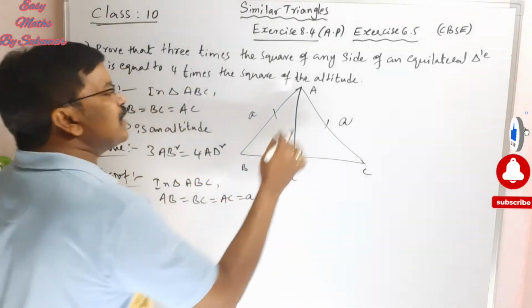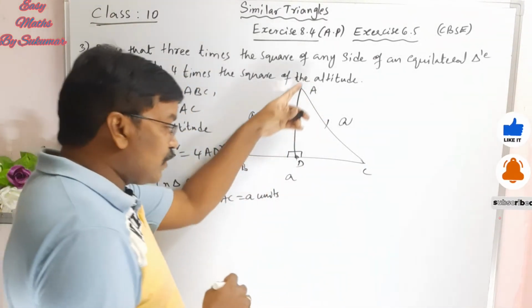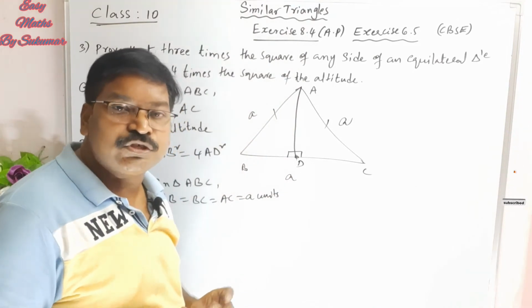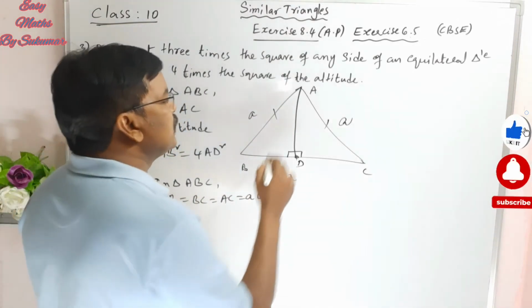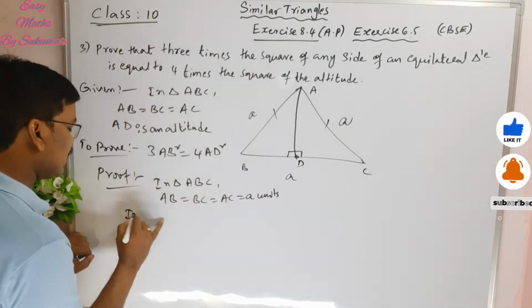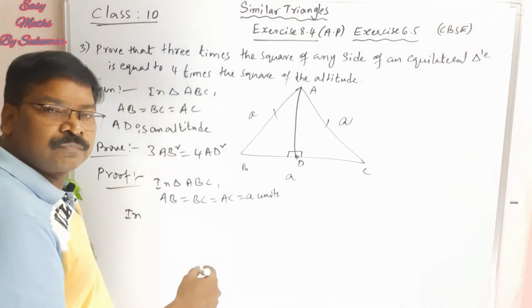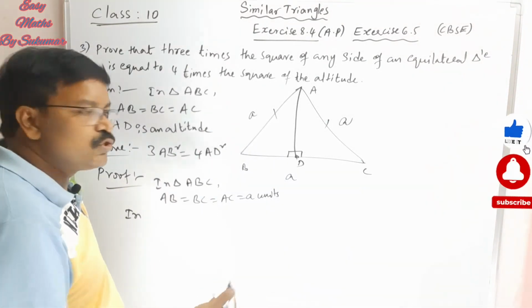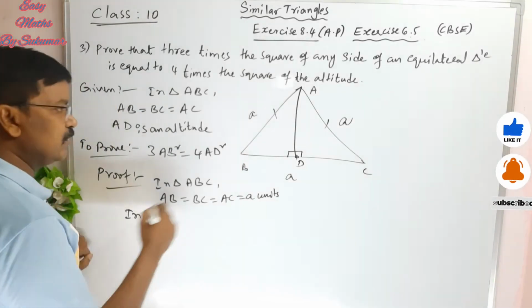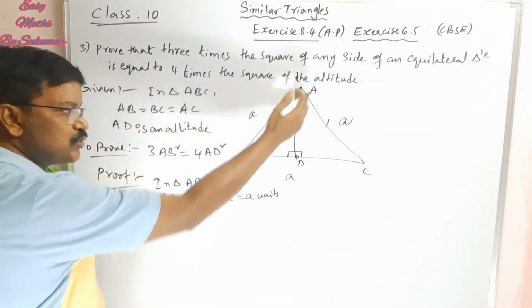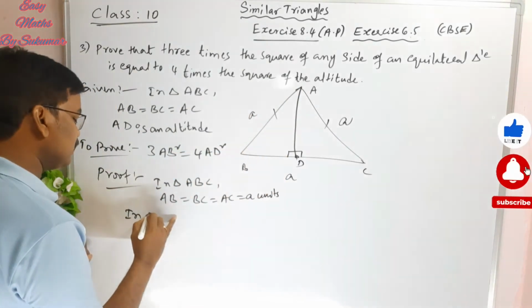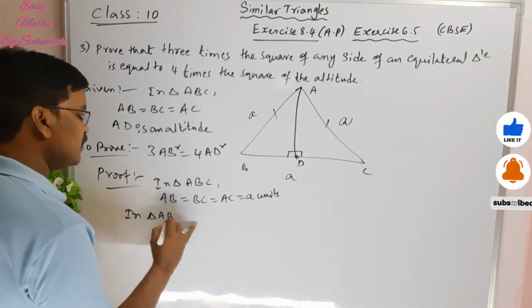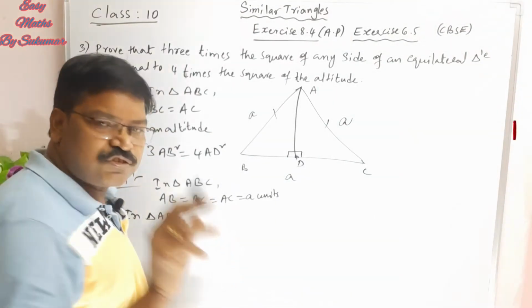Now, what is the length of this altitude? Do you have any idea about this? Let us find the length of the altitude of this equilateral triangle. To find this AD, let us take triangle ABD.